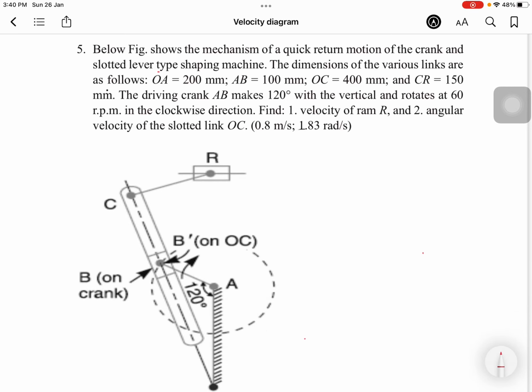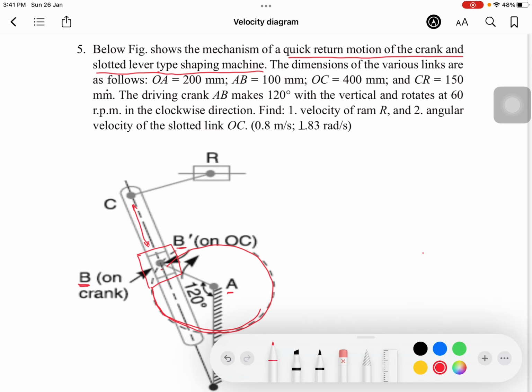Hi everyone. In this video, we will solve the velocity diagram of a quick return motion of the crank and slotted lever type shaping machine. In the shaper machine, if you observe this image, there is a slider moving along this slot, and again it will rotate on this path. That means if you observe here, there is a point B and point B dash. B dash will move along this slot, and B is the crank, which rotates about point A.